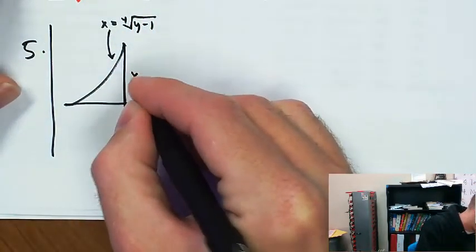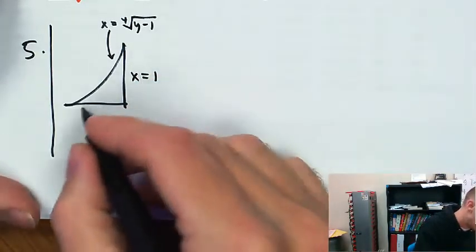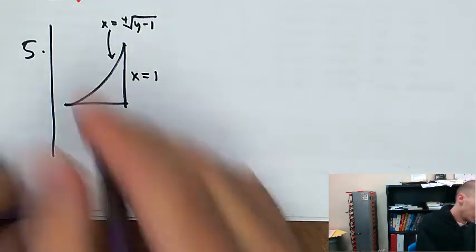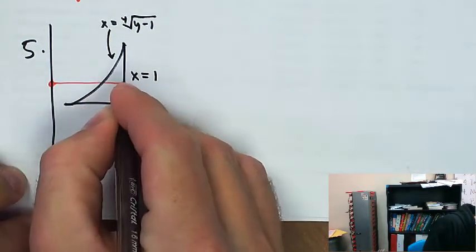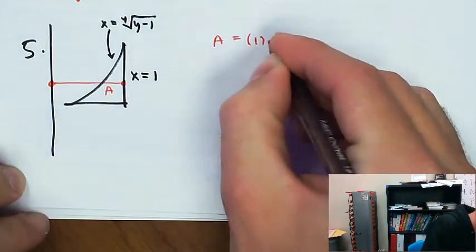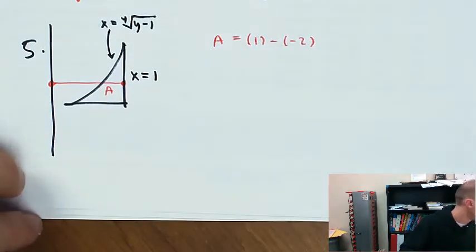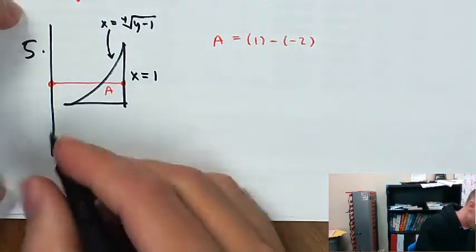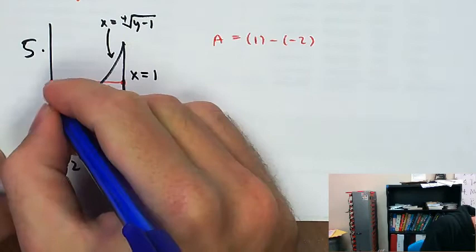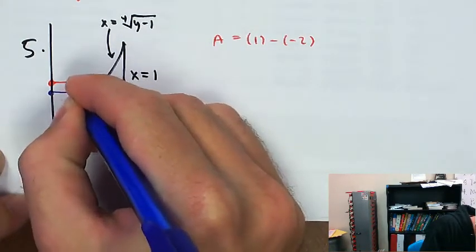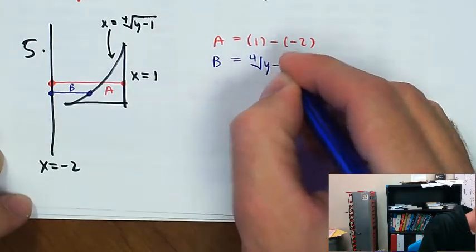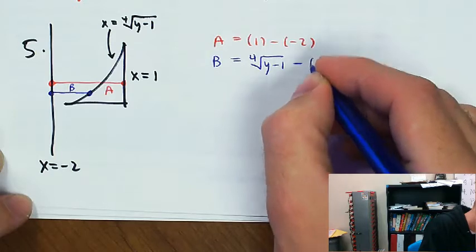And then this is going to be x equals 1, and that would be y equals 1 up to y equals 2. So we already know that. The large radius is going to be right minus left: x equals 1, no, x equals negative 2. And then my small radius is going to be right minus left: the fourth root of y minus 1 minus negative 2.